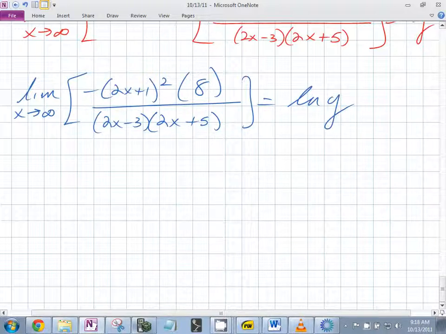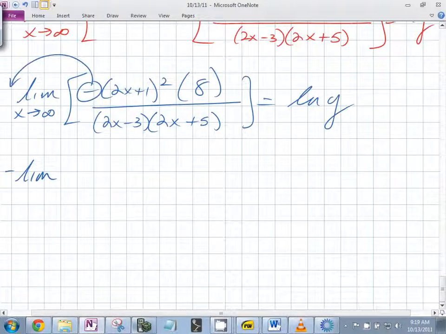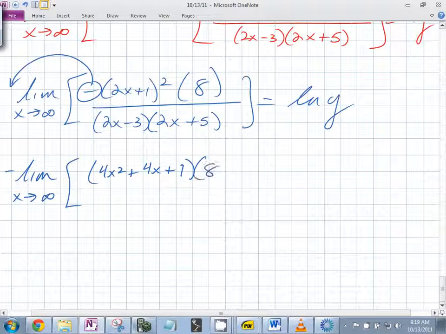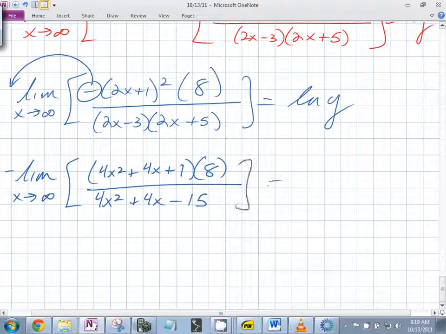It's kind of cool. So let's do this out. We're really only interested in the leading coefficient, but I'm going to do the whole thing out. So you end up with a limit. Oh, and see this negative? I'm just going to pull it out like this, because you can. That's correct. You end up with 4x squared plus 4x plus 1 times 8 all over 4x squared, how many x's? 10 and minus 6 of them, so 4x minus 15, is equal to ln(y). Yay, we're cruising.